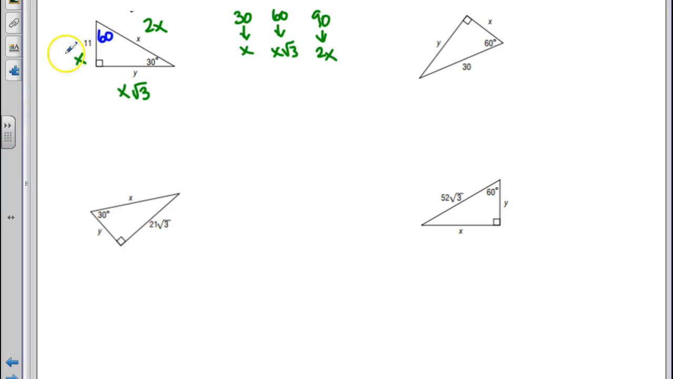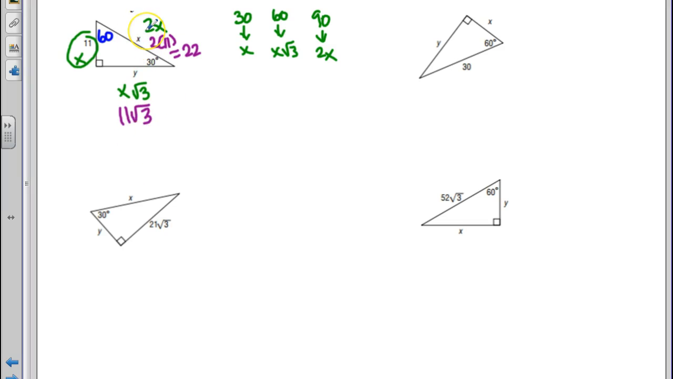It'll be ingrained in you. All right, so they gave me x. I know that x is 11. Hey, this is plug and chug, isn't it? That makes this 11 times the square root of 3. That makes this 2 times 11, or 22. So the hypotenuse in our problem, x is equal to 22 and y is 11 square roots of 3.